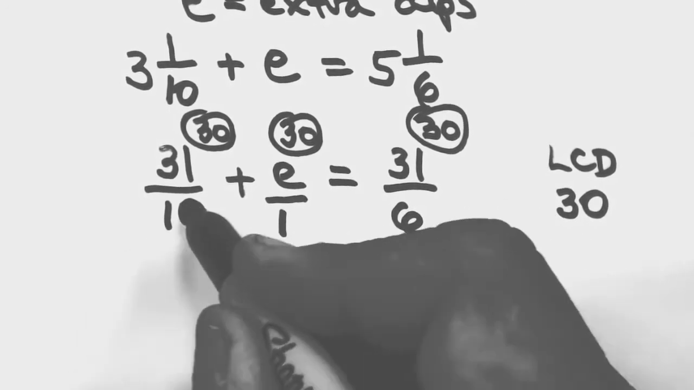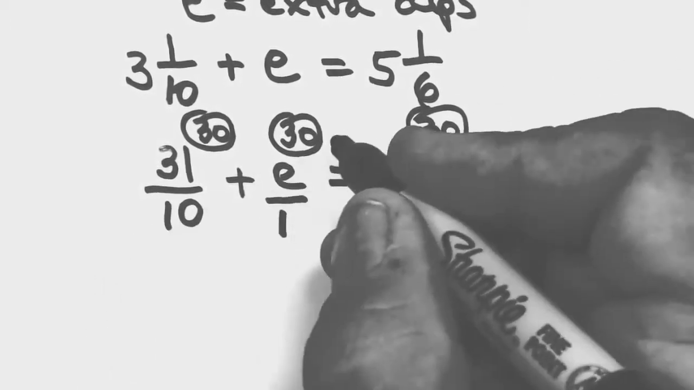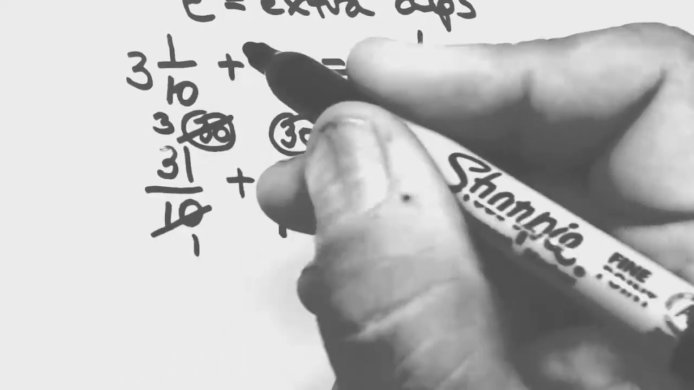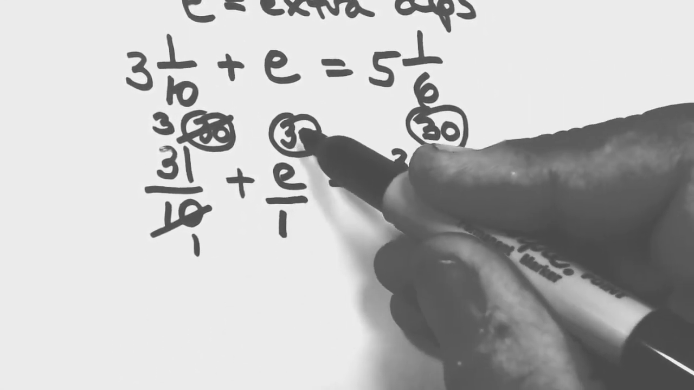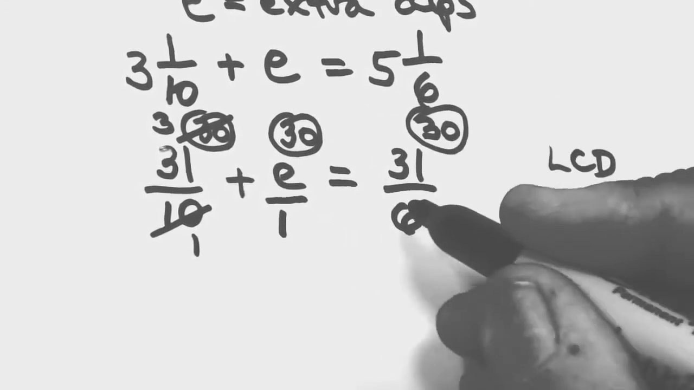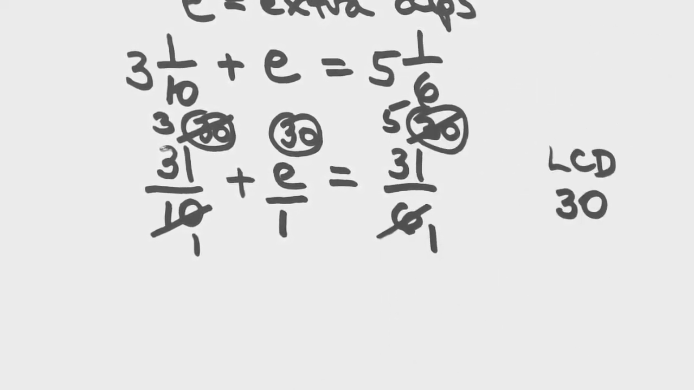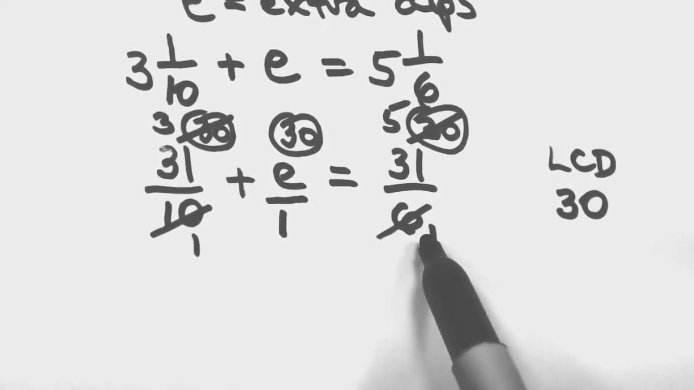Now, cancel out the denominators. If this is the correct LCD, it will take them all out for you. 10 goes into 10 once, it goes into 30 3 times, so there's 3 left. This guy already had a 1 downstairs, so the full 30 stays up here. The guy on the right side, 6 goes into 6 once, 6 goes into 30 5 times. Okay, well, there are all the denominators gone, so we've taken care of the fractions.